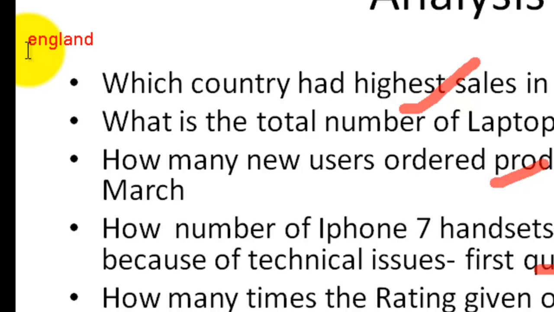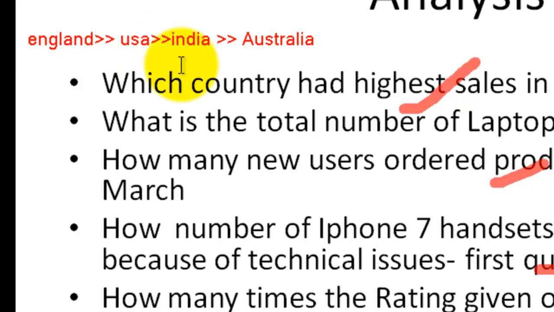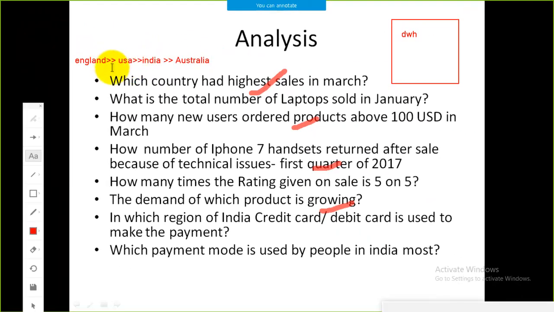But instead of giving the answer within England, let's say England is having the maximum sale. After England, USA is the one. USA is the country having the second highest sale. Then India, and then Australia. In this way, we can mention which country is having the highest sales, the highest revenue, and Australia is having the lowest revenue.